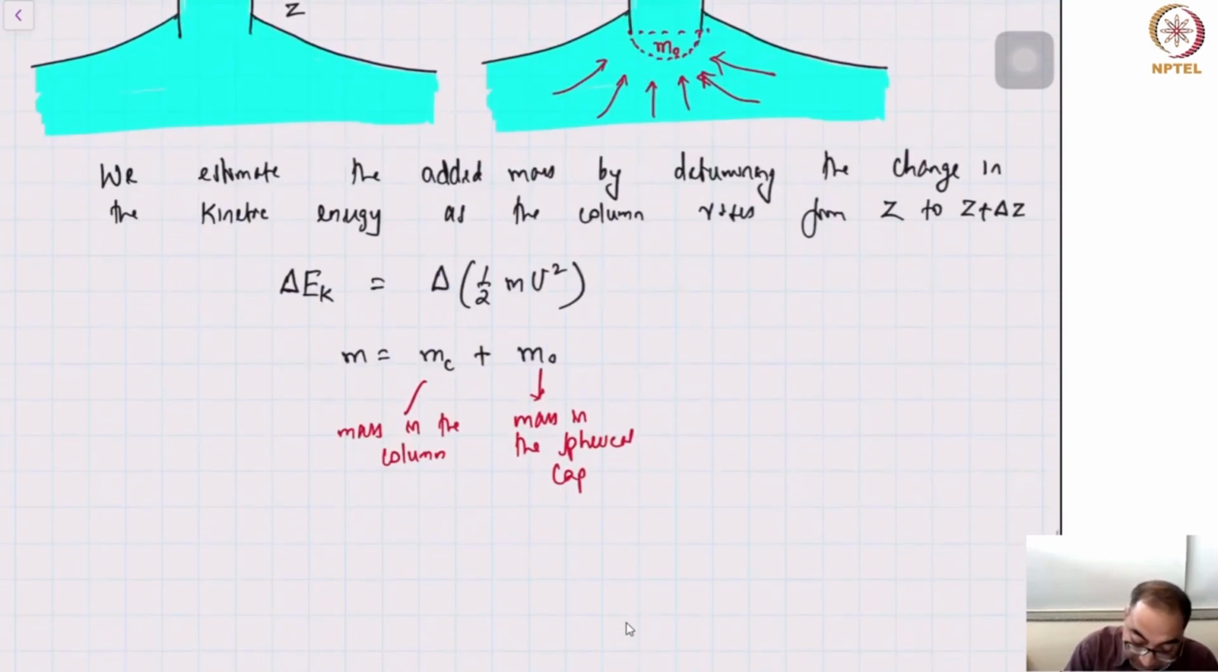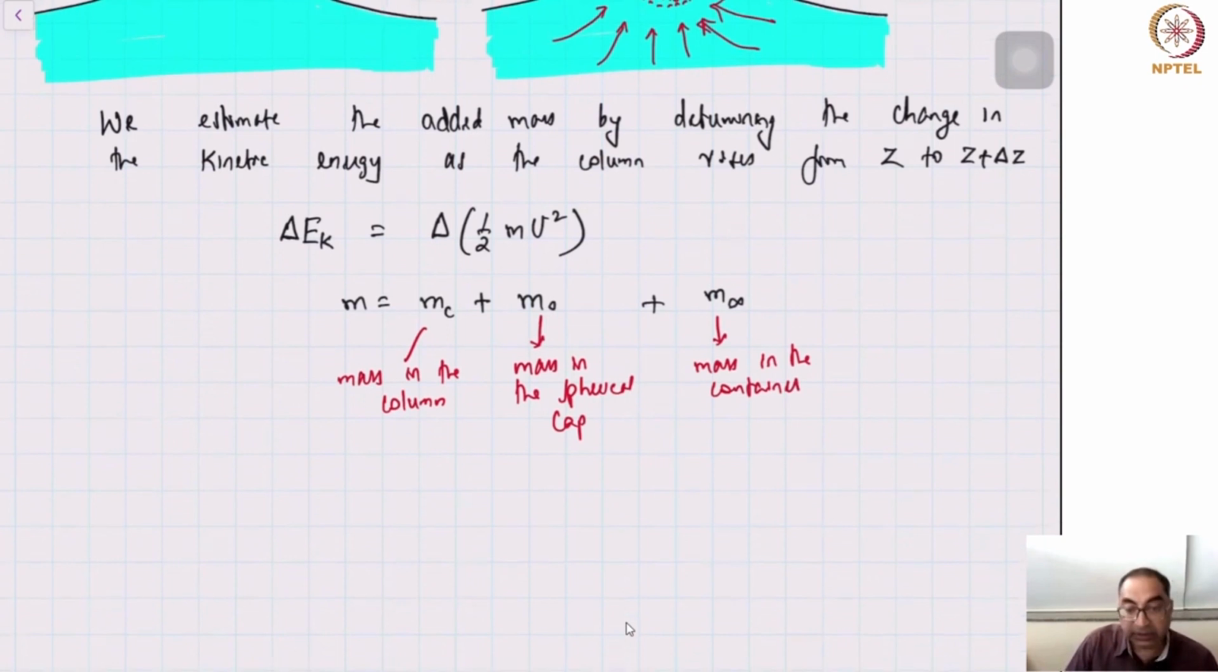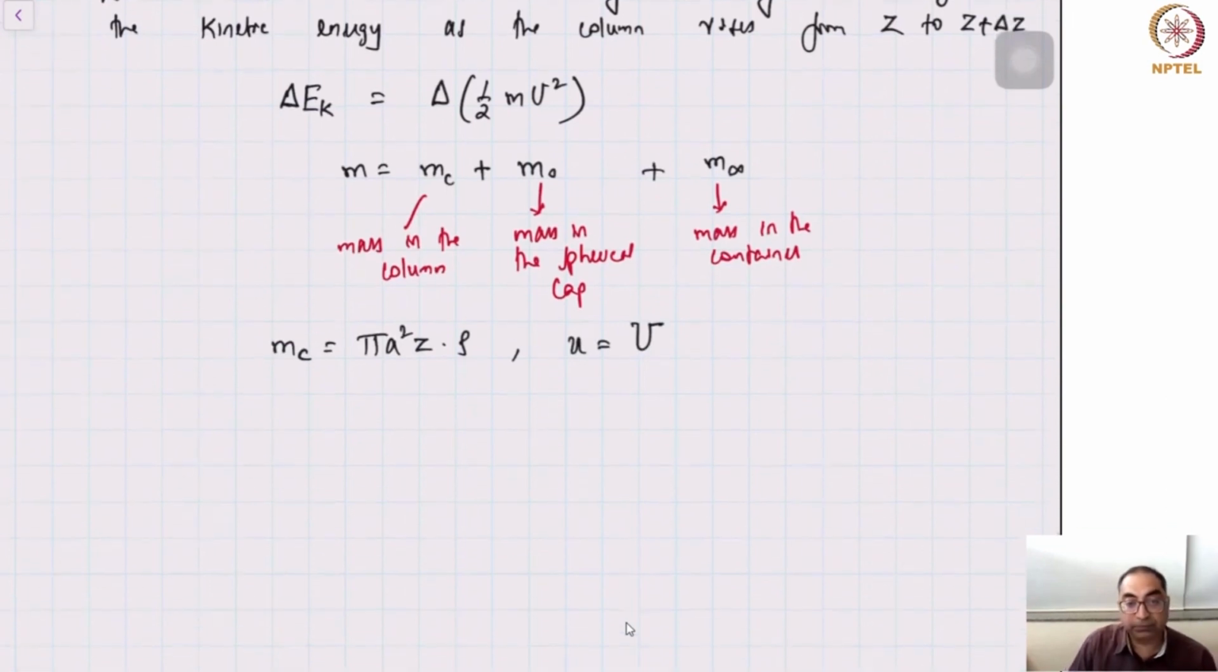And then finally, we have m infinity, the mass in the container. Okay, let's write down each of those terms. Mass in the column, we have already seen this, pi a square z times density. And for this case, the velocity u will be capital U. That's the rate at which the fluid is rising.